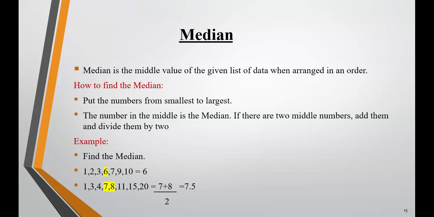If the series has an odd number of values, we can easily find the middle number as the median. If it is an even number, we have to add the 2 middle numbers and divide by 2. The first example has 7 numbers. We can easily find the fourth number, 6, as the median. In the second example, as there are 8 numbers, we have to add the 4th and 5th numbers, 7 and 8, and divide by 2 to find the median as 7.5.